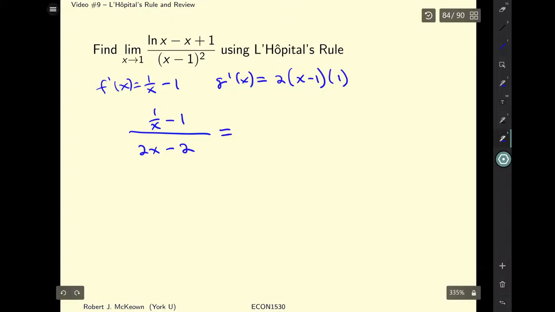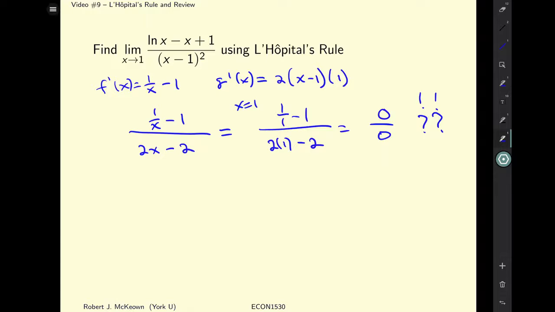Now maybe I'll try and evaluate this at x equals 1. I get 1 over 1 minus 1, over 2 times 1 minus 2, which equals 0 over 0. Wait a second. What happened to L'Hopital's rule? Why didn't this work? Well, it was kind of a trick question. I forgot to say so when I asked it.